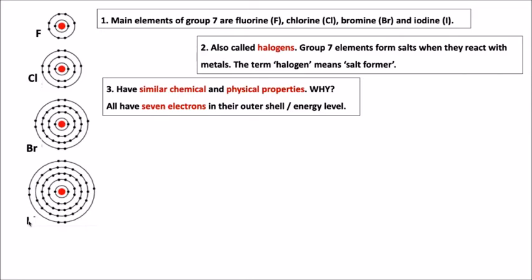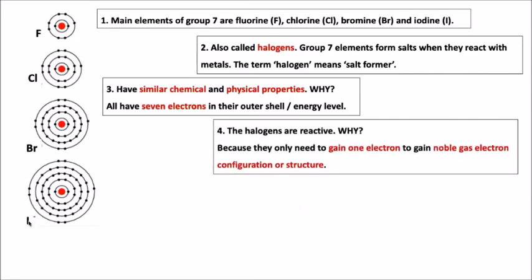Why? Because they have 1 electron in the outer shell. So group 7, the same thing, they have 7 electrons in the outer shell. The fourth point is halogens are reactive. The question is, why are they reactive?